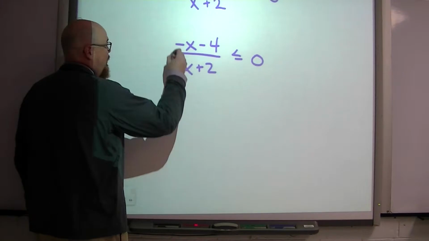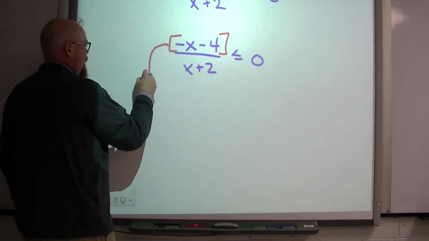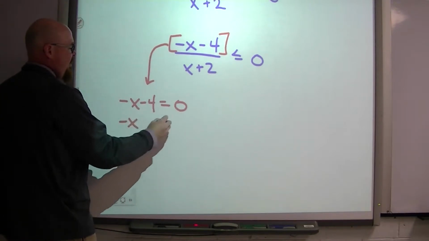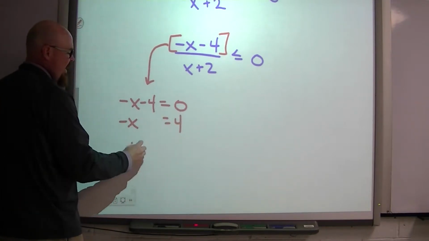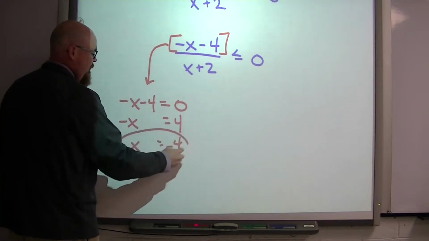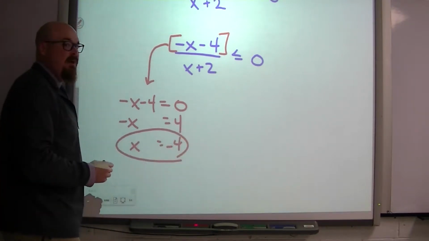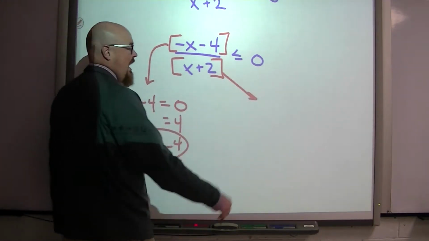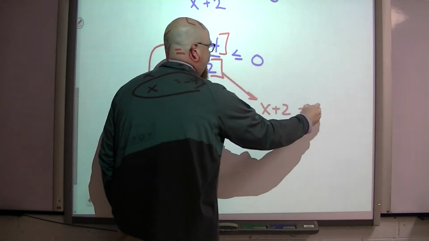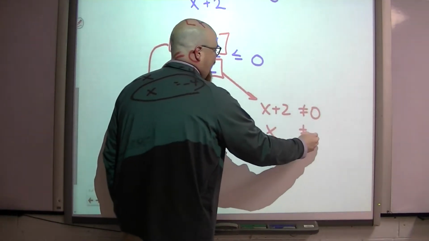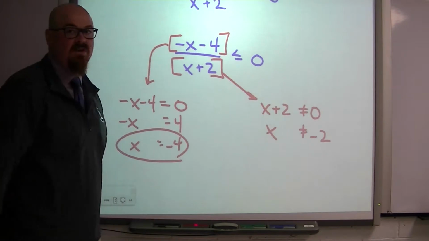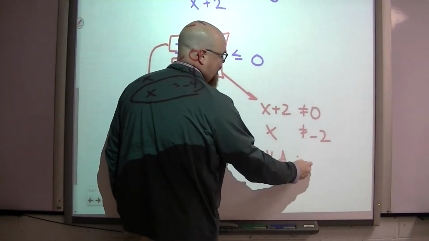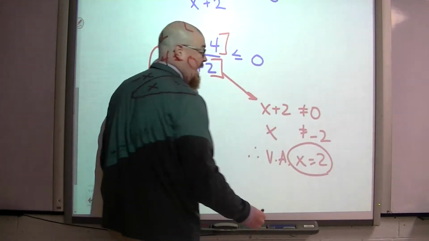The zeros of the function come from the numerator, right? So we take the numerator, we set the numerator equal to 0, add 4 to the other side, multiply or divide by negative 1, we get x equals negative 4. So this is an x-intercept of my graph. The denominator determines our vertical asymptotes. So if we set this not equal to 0, we are not allowed to let x equal negative 2, right? Therefore, we have a vertical asymptote at x equals negative 2. It's not a hole in the graph.